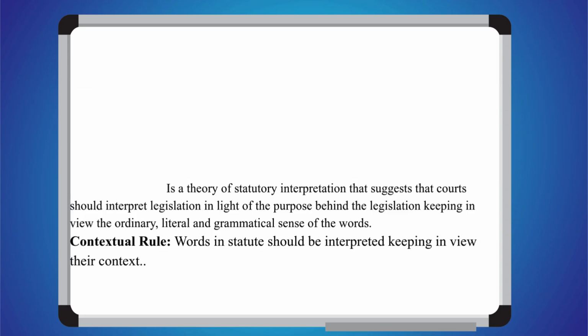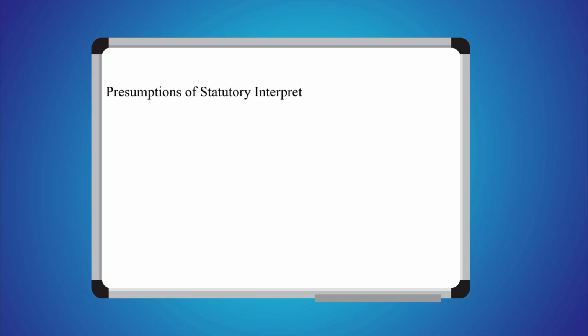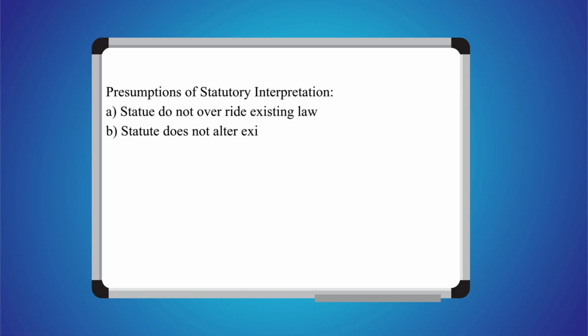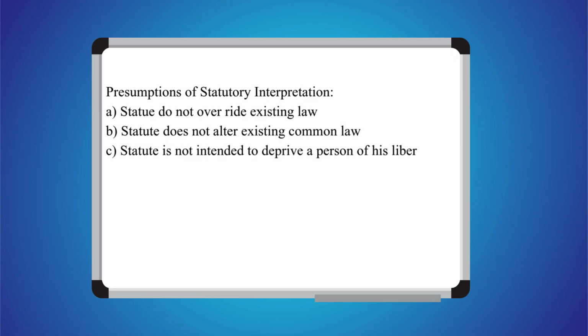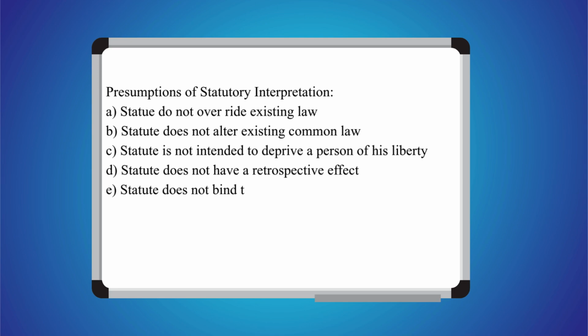Presumptions of statutory interpretation. A. Statute does not override existing law. B. Statute does not alter existing common law. C. Statute is not intended to deprive a person of his liberty. D. Statute does not have a retrospective effect. E. Statute does not bind the crown.